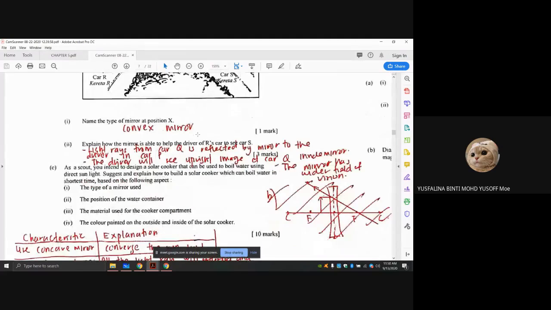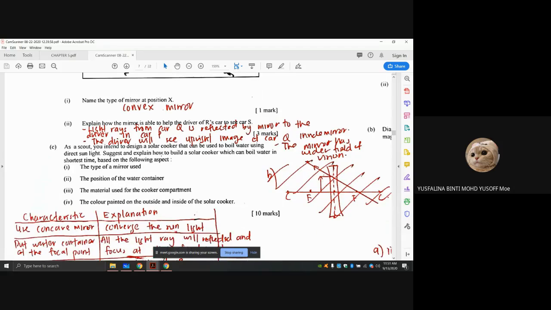Okay, as a scout, you intend to design a solar cooker that can be used to boil water using direct sunlight. Suggest and explain how to build a solar cooker which can boil water in the shortest time, based on the following aspects: type of mirror used, the position, the material used for the cooker compartment, and the color painted outside and inside of the solar cooker. You have to answer in a table.